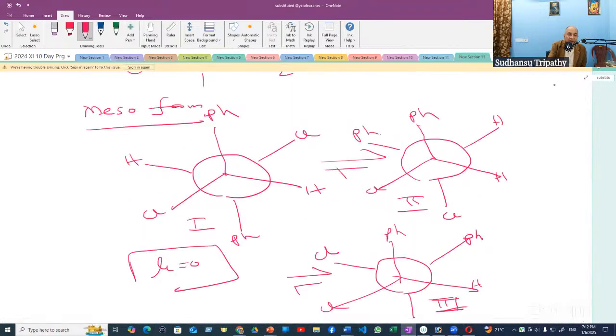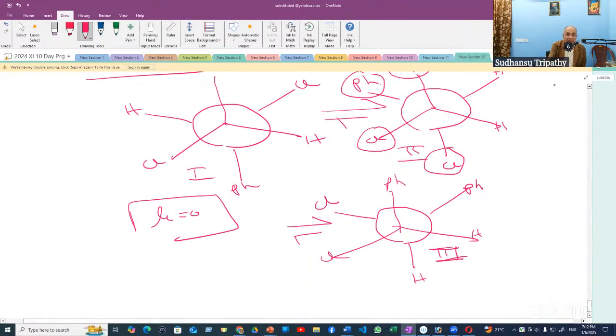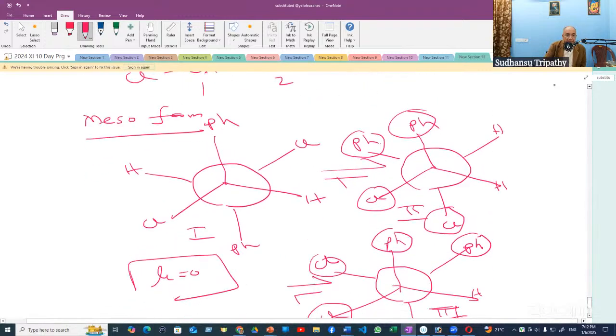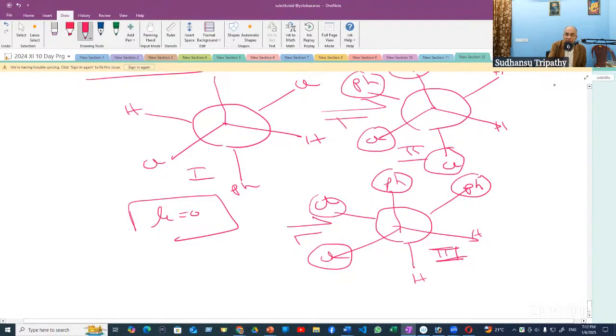Because phenyl is gauche, and chlorine also gauche. Same is the case here. Phenyl gauche, chlorine gauche. So energetically 2 and 3 are the same. While it has both of them, mu is non-zero, because these polar bonds will have an angle of 60-degree dihedral angle. So the 2 vectors will give a very appreciable resultant.